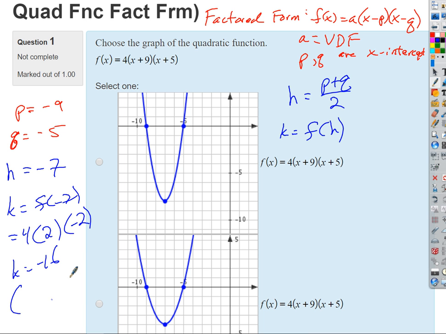So we end up with our vertex at the point -7, -16. So we'll just go find the right function then, right? With x-intercepts at -9 and -5, with a vertex at -7, -16. So tell me when.